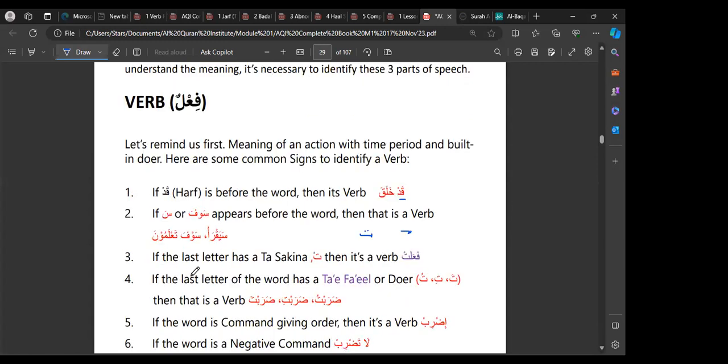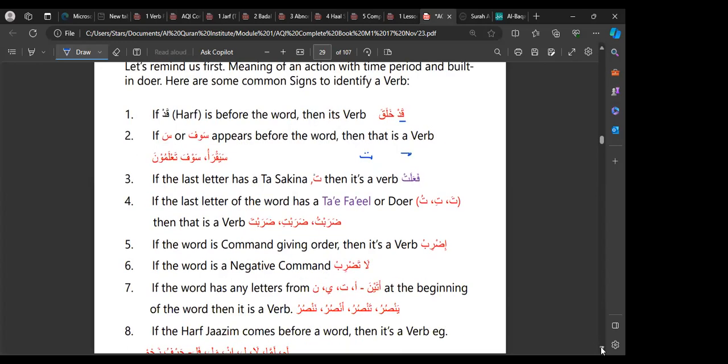Number 4, if the last letter of the word has a ta fa'il, this is what I was talking about, so ta, ti or tu. So fa'alta, fa'alti, fa'altu. Or here, darabtu, I hit, darabti, you hit feminine, darabta, you hit masculine. Darabtu, darabti, darabta. So anytime you see this type of ta, it will be a verb.